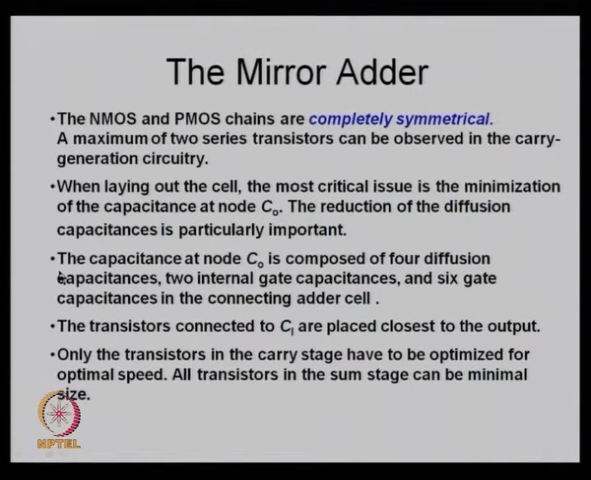What are the advantages we said last time? We said NMOS and PMOS chains are complementary and completely symmetrical. A maximum of 2 series transistors can be observed in the carry generation circuit to reduce the delay. When laying out the cell, the most critical issue is the minimization of capacitance at node C0.